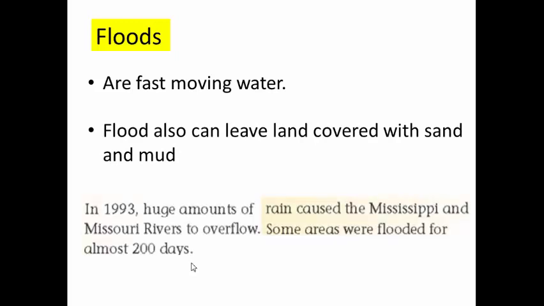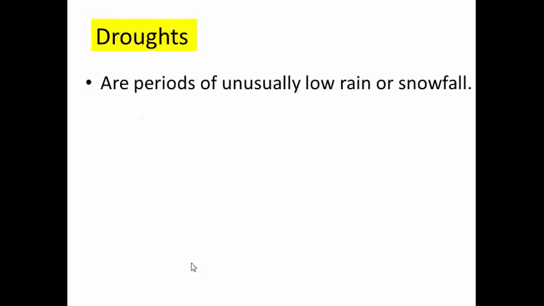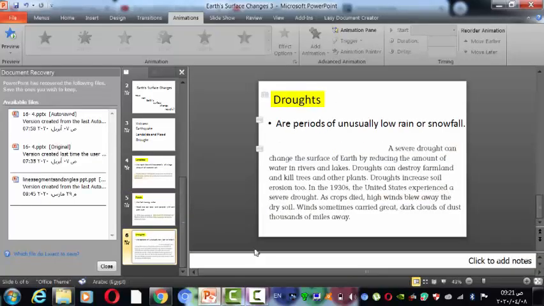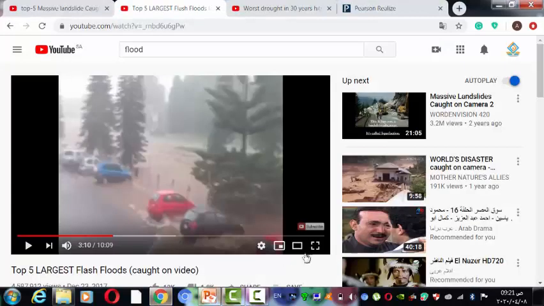Now we have the last thing, which is drought. Here we have droughts. What are droughts? Droughts are periods of unusually low rain or snowfall. We all know that rain and snowfall contain a lot of water. If you don't have rain and you don't have snowfall, you will not have water. Here, I have low rain or snowfall. Let's watch this video together about drought, then we'll continue.